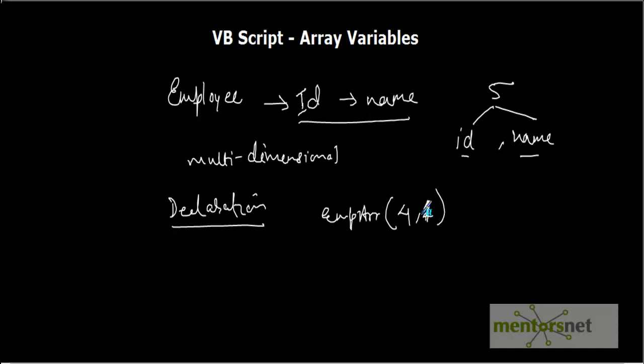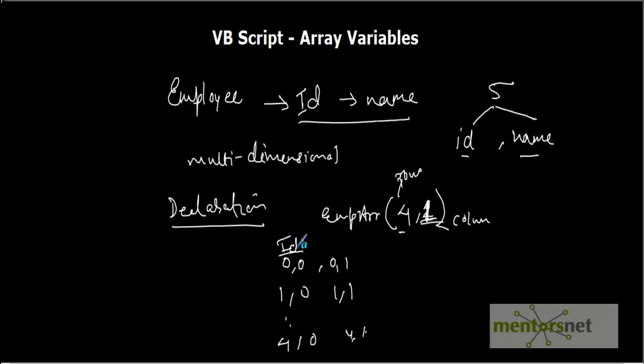We'll define it as 4, because the indexing starts from 0. This stands for the rows, and this stands for the columns. So we have the array elements like 0,0, 0,1, 1,0, 1,1, and similarly 4,0 and 4,1. In here we will store the ID and here we will store the name.